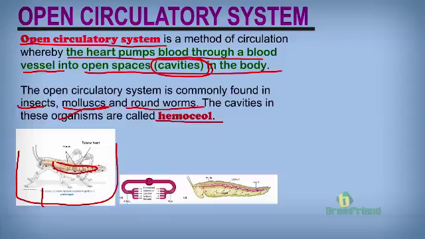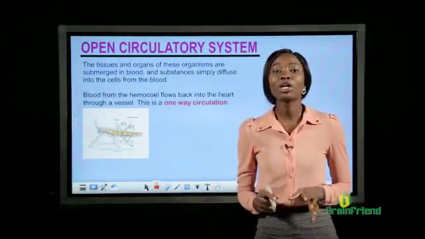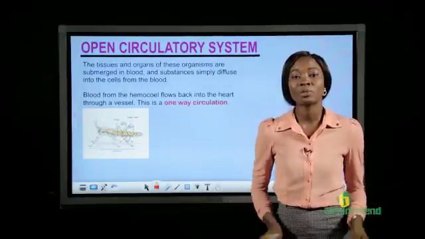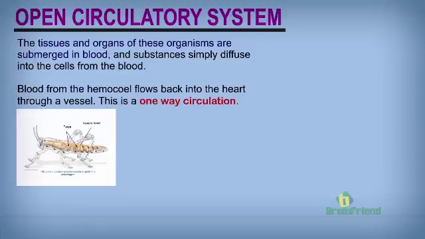It opens into the hemocoel, which are the cavities in the body. In an open circulatory system, because the blood opens into empty spaces in the body called hemocoel, this blood covers the tissues and organs in the bodies of these organisms. It is like you pour a large quantity of water into a bowl and you dip your finger into the bowl. The water covers your finger.